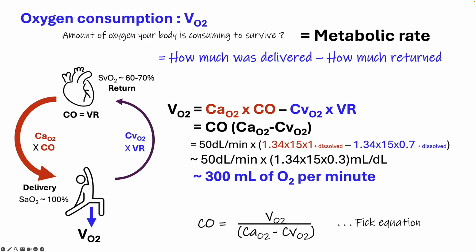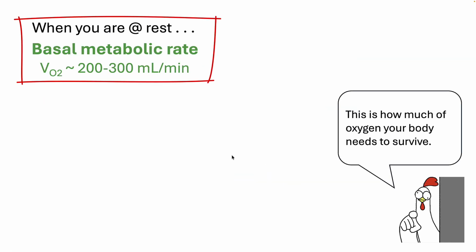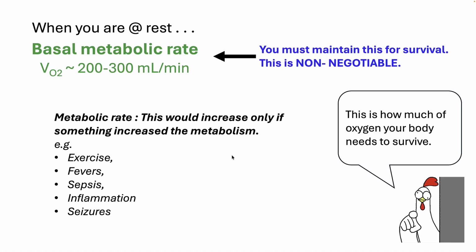Take a moment on this page and try to understand this formula very well, because this is going to form the basis of most of your cardiac rotations. When you're at rest, basal metabolic rate ranges between 200 to 300 ml per minute. And you have to understand that this is a non-negotiable term. You have to maintain this for the survival of your patient.